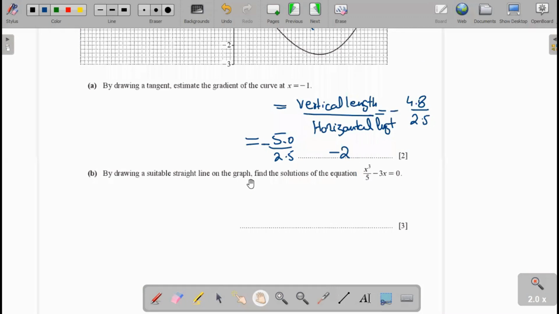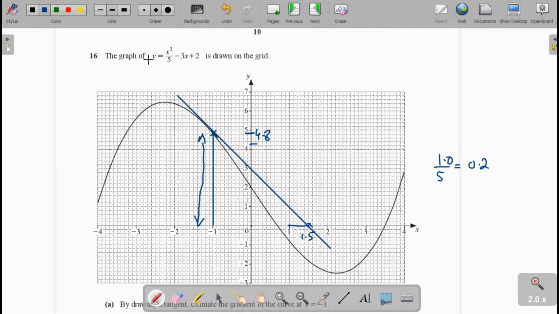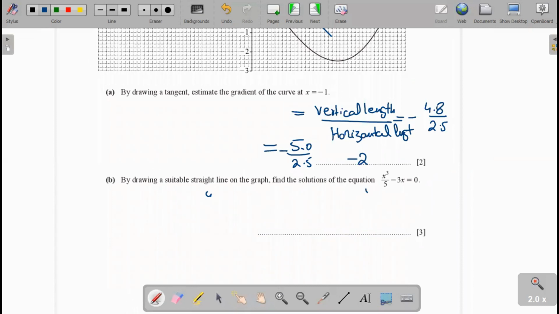Now part B: by drawing a suitable line on the graph, find the solution of the equation x cubed over 5 minus 3x equal to 0. Here the graph is y equal to x cubed over 5 minus 3x plus 2. If we shift the 2 from the right side to the left side, we get y minus 2 equal to x cubed over 5 minus 3x. Now it means x cubed over 5 minus 3x has the value y minus 2.